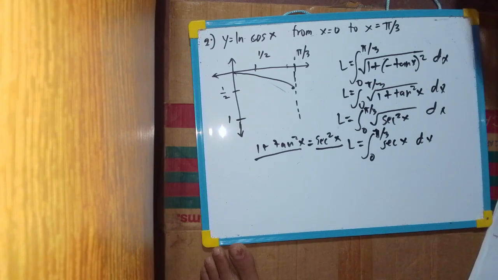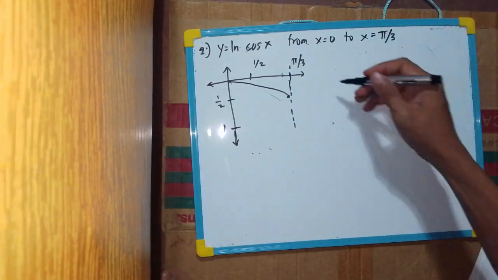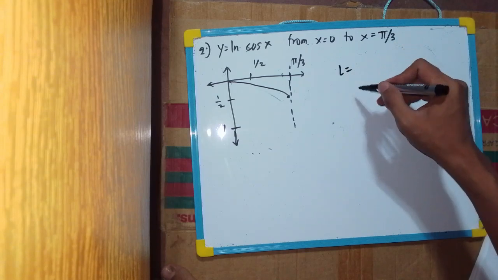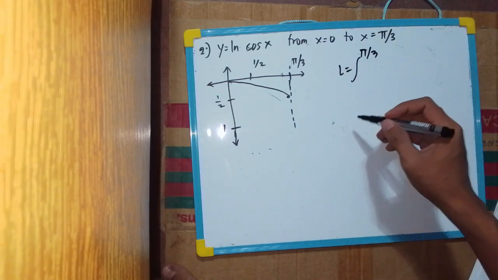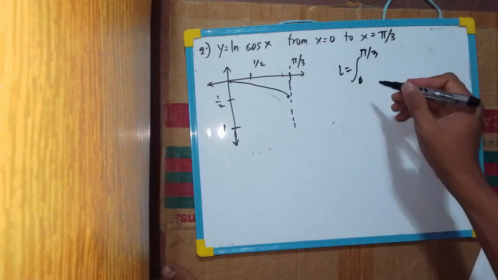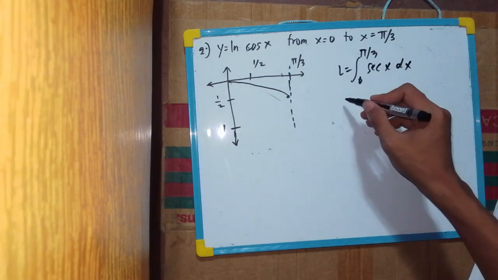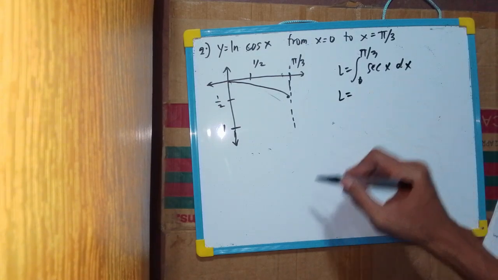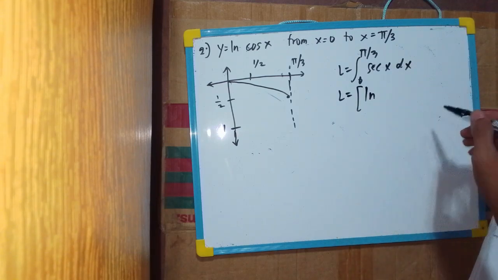So now we integrate this. We're left with L equals the integral from 0 to pi over 3 of secant x. The integral of secant x is ln of secant x plus tan x.